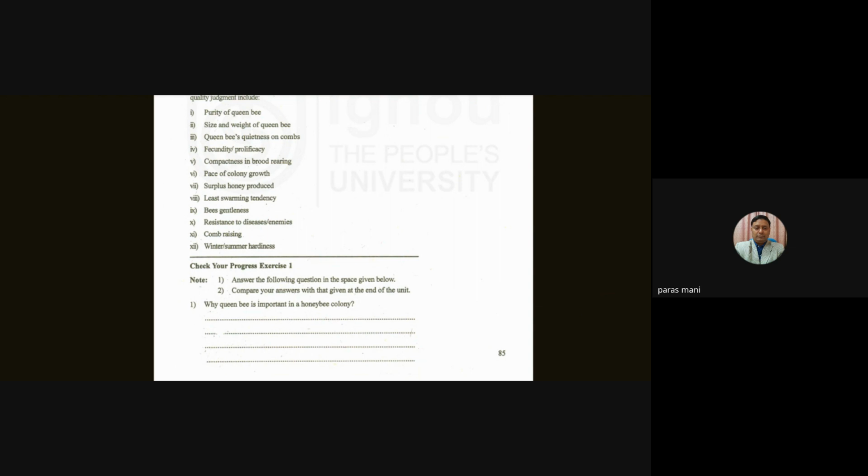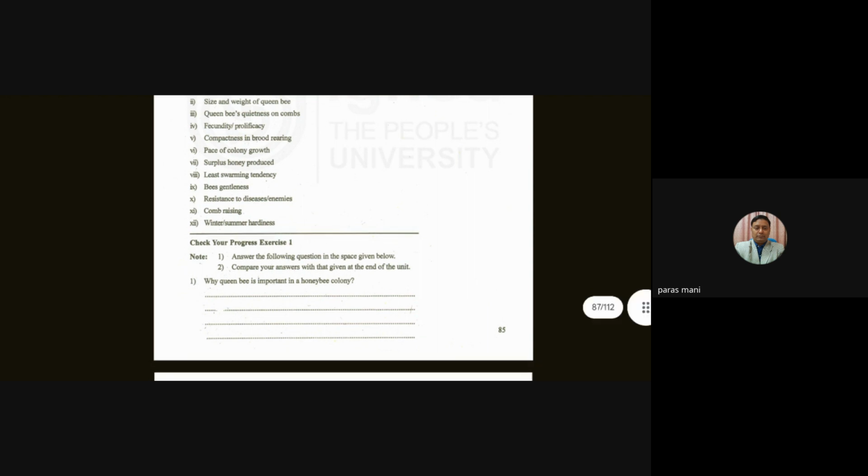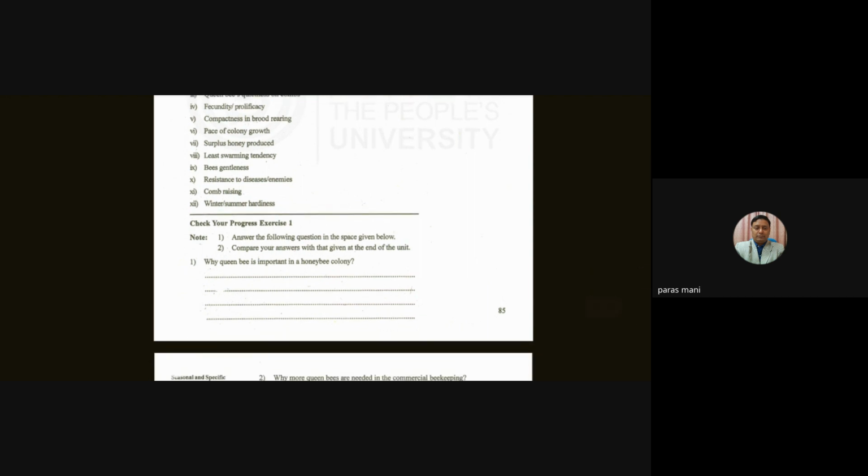Then comb rising. For comb rising, the worker bees have to secrete wax, and that wax will be utilized for comb building. Comb rising is the general term, but if we give the comb foundation, they will build the comb on the comb foundation sheet. And winter and summer hardiness.